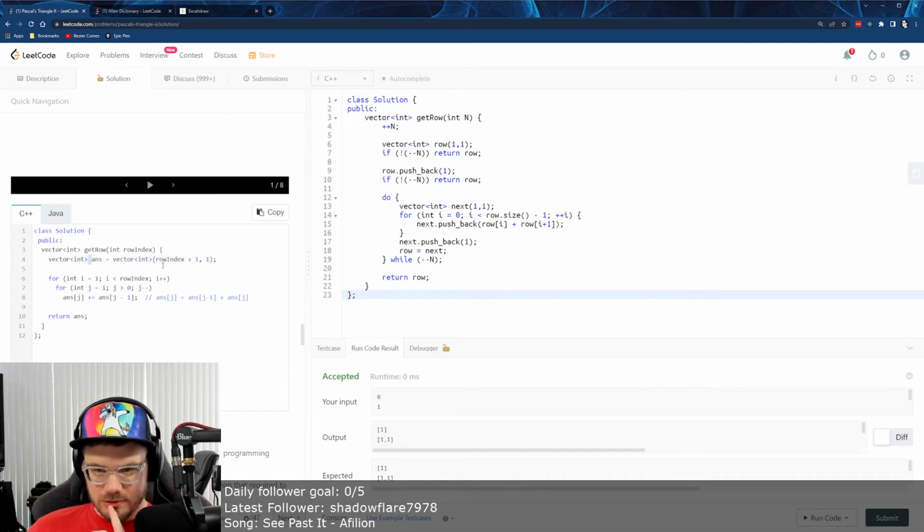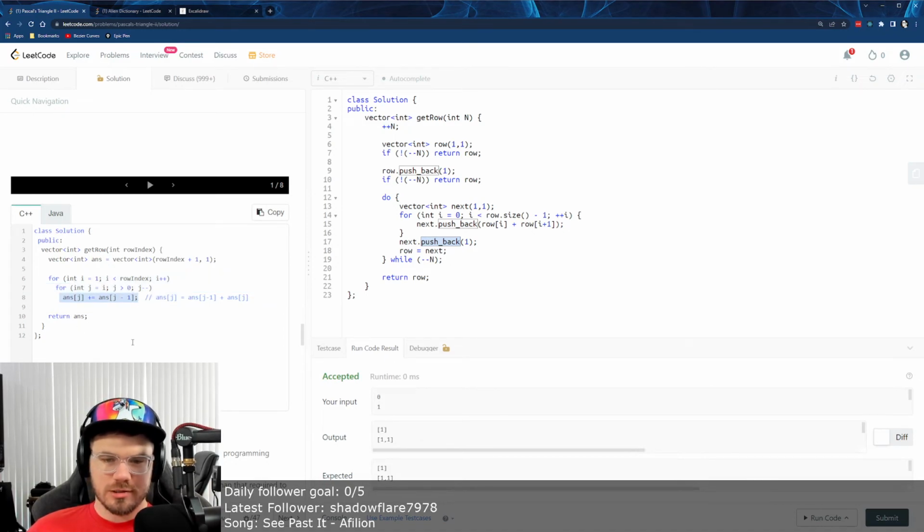So they have their answer starting off at row index +1. Oh, okay, I see. So they start off their answer array as the final length of the array. They're not pushing back anything, basically. That's smart. And they fill it with ones. Then, since they're filling it with ones, they just have to sum.